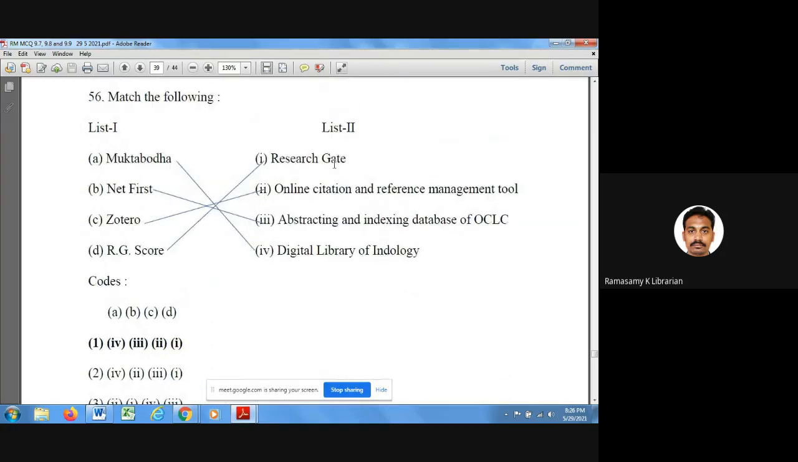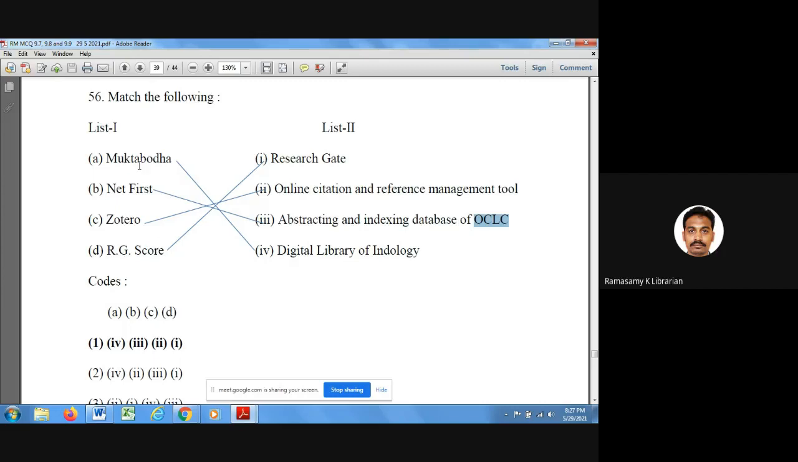Zotero is an online citation and reference management tool. The online version is called EZBib. EZBib is the online version of Zotero software. RG score is the ResearchGate score. If you are a member of ResearchGate, based on how influential your research paper is, they will assign a score, the RG score. Then NetFirst is the abstracting and indexing database of OCLC, Online Computer Library Center.